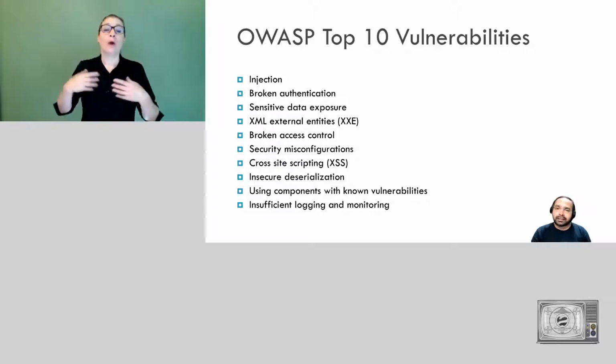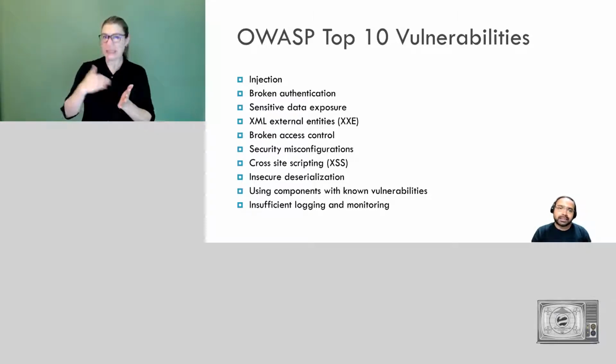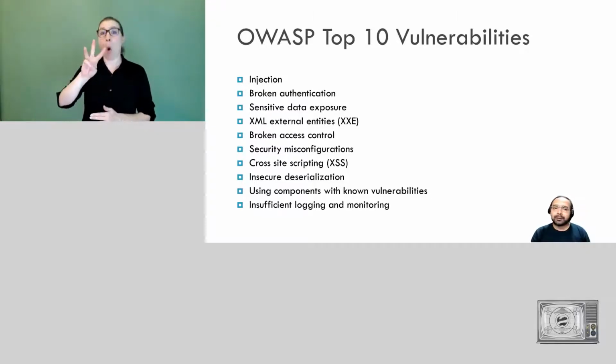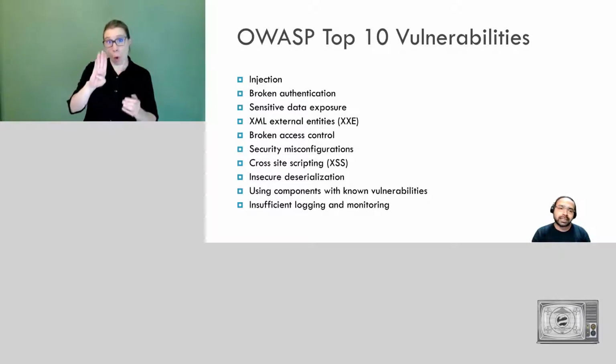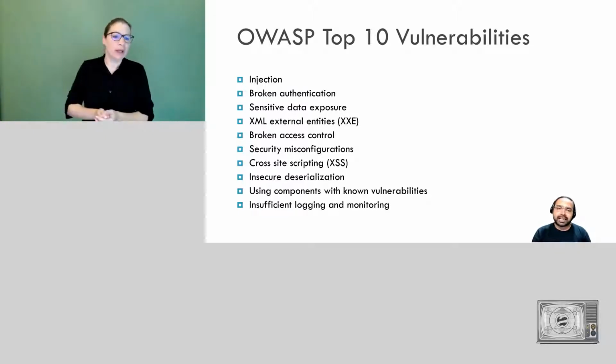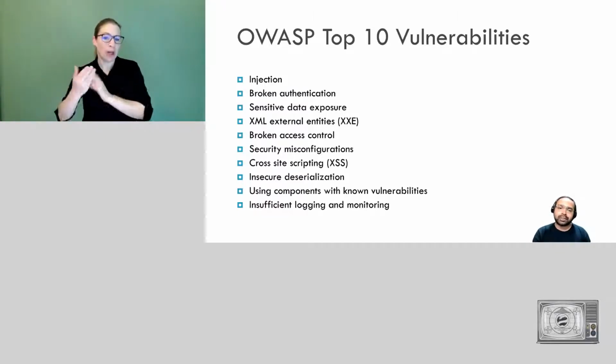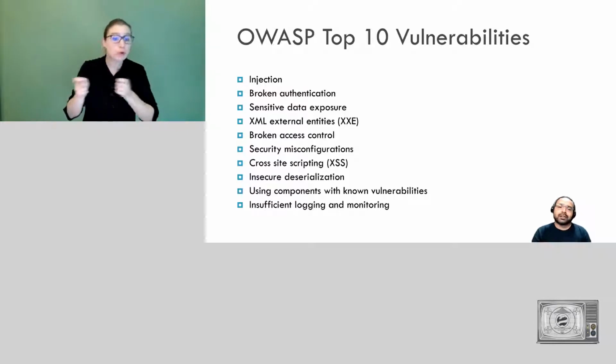So we know that there are top 10 vulnerabilities defined by OWASP. OWASP stands for Open Web Application Security Project. So these are injection, broken authentication, sensitive data exposure, XML external entity attack, then broken access control, security misconfiguration, cross-site scripting, insecure deserialization, using components with known vulnerabilities, insufficient logging and monitoring.